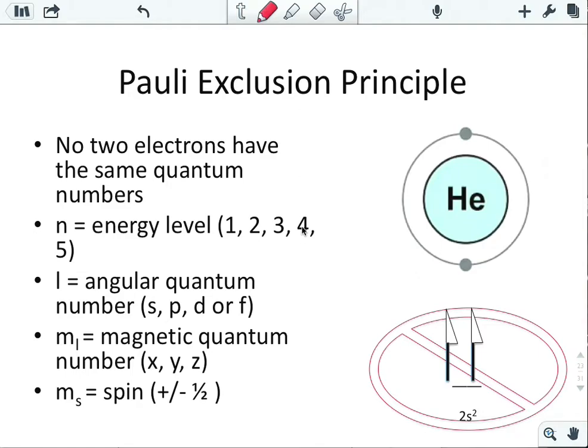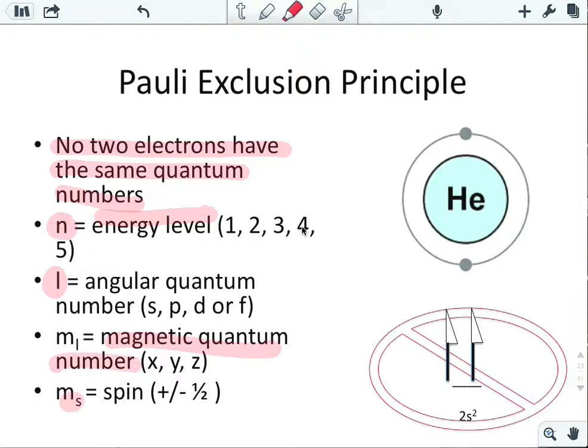Okay, let's talk about the Pauli exclusion principle. The definition of it is that no two electrons can have the same quantum numbers. So we're going to try to simplify that a little bit. Quantum numbers are kind of a difficult concept. They're represented as our n value, which is our energy level, our l, which is our angular quantum number, our magnetic quantum number, and then we have our spin.